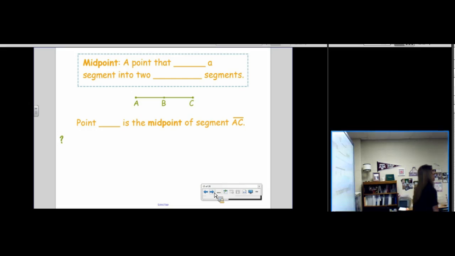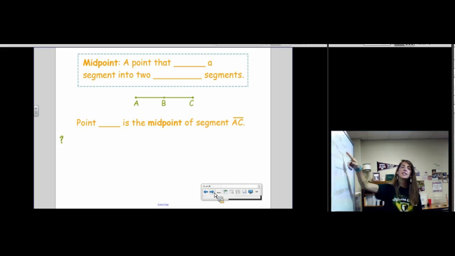Alrighty then. Here's what you write in your notes. Put a little box like I did. Kind of copy me. It's okay, copy. Midpoint. We're going to define a midpoint. And I didn't even give you the full definition. I'm going to force you to fill in the blank. A midpoint is a point that blank a segment into 2 blank segments. I'll give you a hint. This is a verb, and this is a noun.